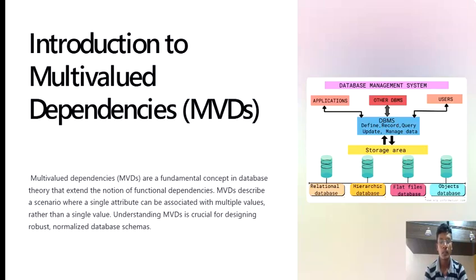Today I am going to discuss a topic on introduction to multi-value dependencies, means MVDs. Multi-value dependencies are a fundamental concept in database theory that extends the notion of functional dependencies. MVDs describe a scenario where a single attribute can be associated with multiple values rather than a single value. Understanding MVDs is critical for designing robust and normalized database schemes. This is the introduction to MVDs.